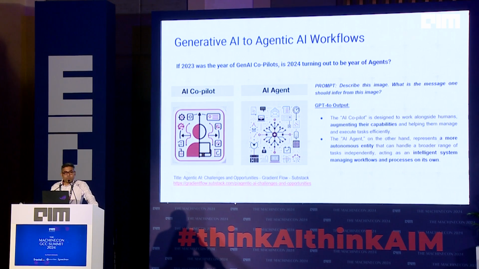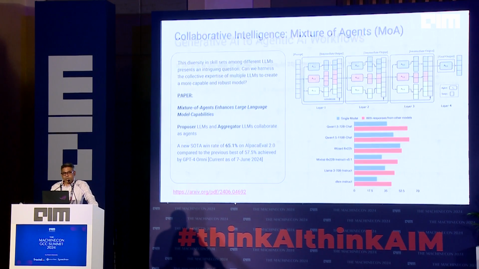So this is the output that I got from GPT-4. It says AI co-pilots are there to augment our capabilities, and AI agents can act in a more autonomous manner, and they can actually handle a broader range of tasks independently, and they can coordinate workflows. Okay. So this distinction is very important, and there's a reason also that I mentioned GPT-4. You're going to see in the next slide something heartbreaking that happened just 3 weeks ago.